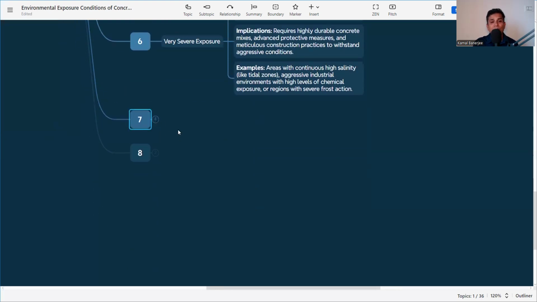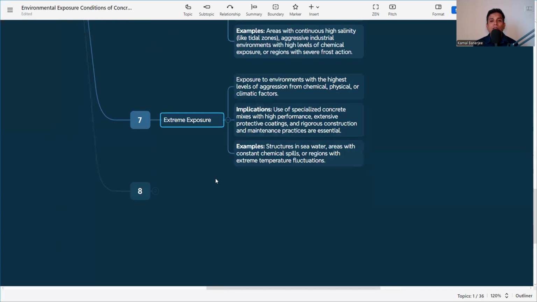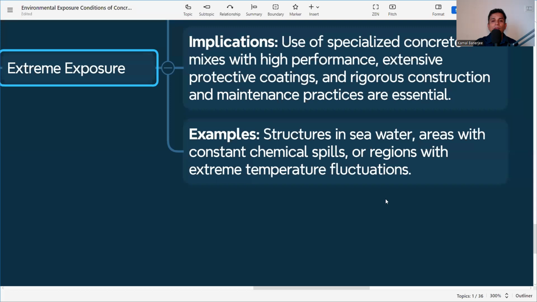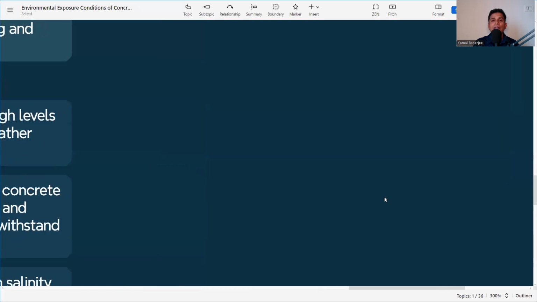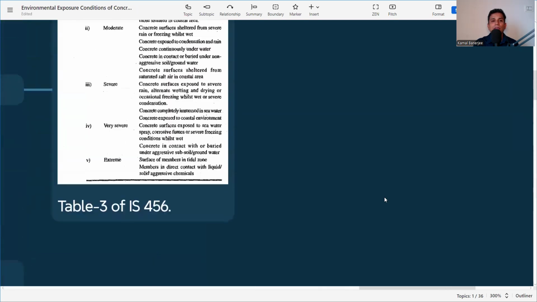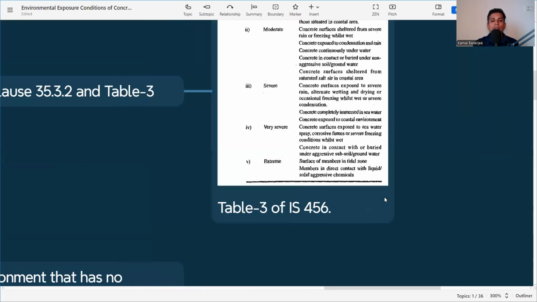The last one is the extreme exposure. That means exposure to an environment with the highest level of aggression from chemical, physical, or climatic factors. Let's see what IS 456 says on this. In IS 456, in extreme condition, what is it saying?